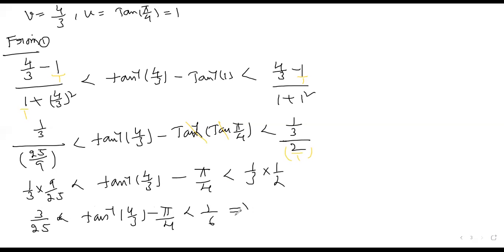So this one we can write, if we add pi by 4 on each side, you will get pi by 4 plus 3 by 25. Now we can add the pi by 4 to each term, which is less than, here the pi by 4, pi by 4 are both cancelled. Then you will get only tan inverse of 4 by 3, which is less than pi by 4 plus 1 by 6, which is our required final answer.